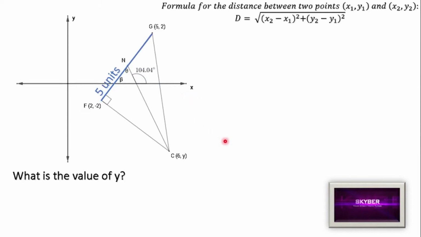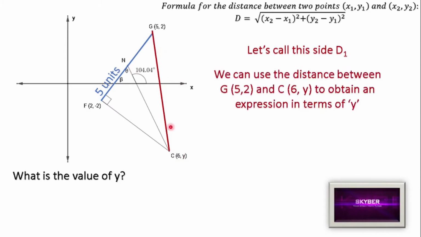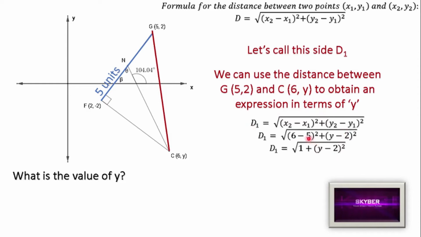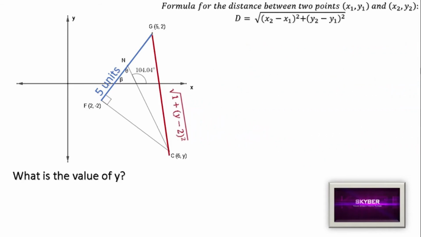Well, that's nice and dandy. What about this side now? Let's call this side D1, where we don't have a value for y. In that case, what we'll end up with is an expression in terms of y for the length of this side. Now, again, if we choose this point as point 1 and this one as point 2, we can substitute into the distance formula, and that will give us this here, which simplifies to this expression here. So that would be the length of this line.